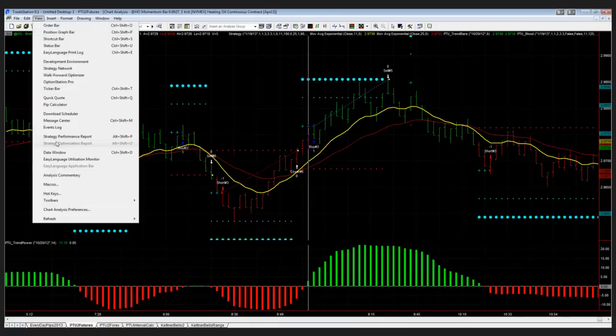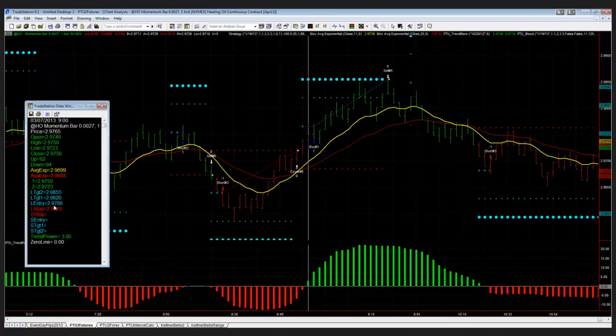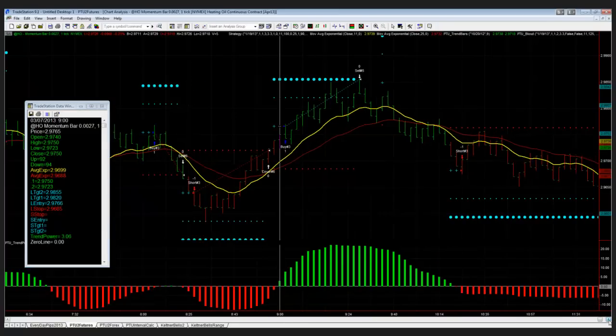Okay, so again, let's look at the size of this trade overall. Look at our data window. All right, so we're long at 2.9766, and we go up to 2.9855. So a little quick calculation on how many ticks. We got 89 ticks, $4.20 a tick, $374, and we do it again on the short side.